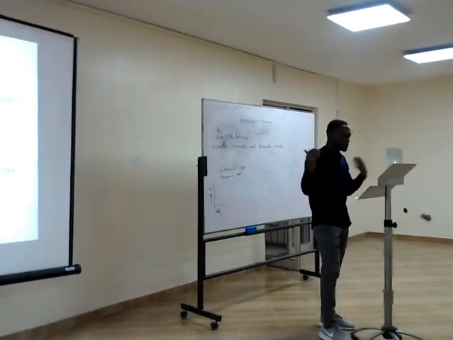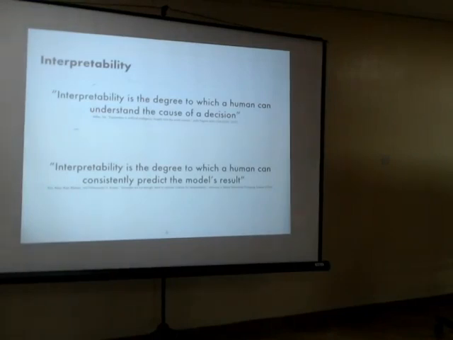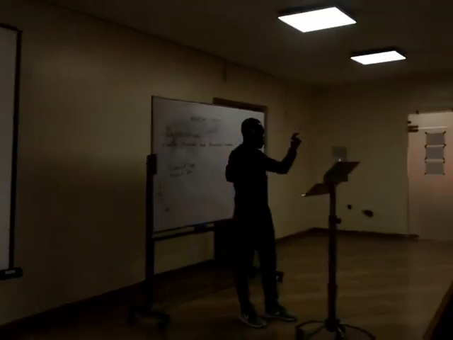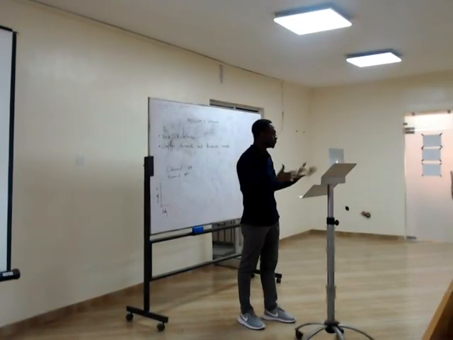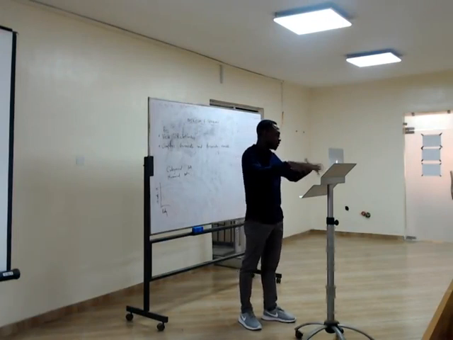The second one is that interpretability is the degree to which a human can consistently predict the model's results. If you know that when you do certain things your model will predict a certain result, then you have a certain confidence in your model, like, okay, I actually trust it, I know how the internal dynamics of the model work.